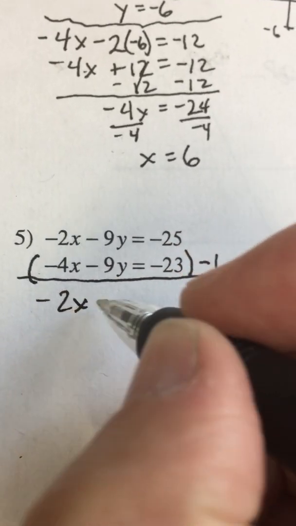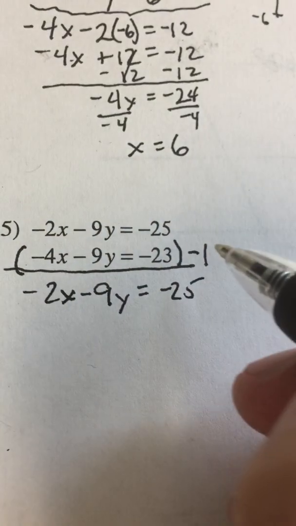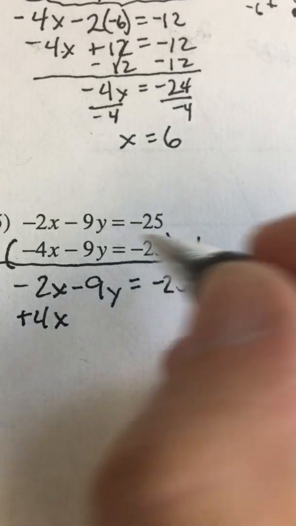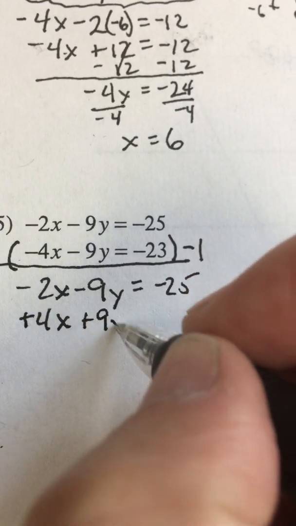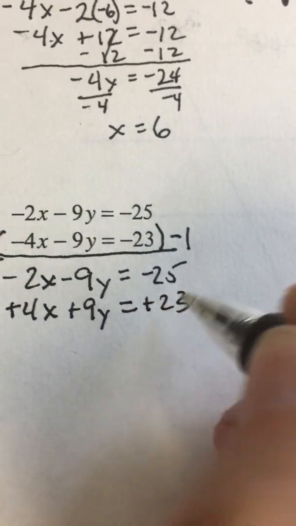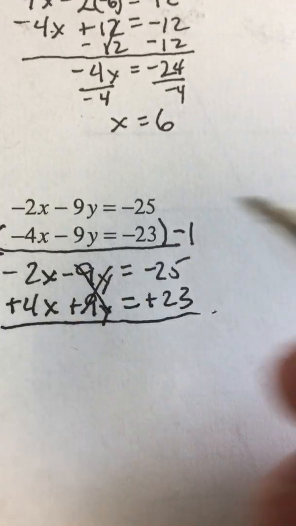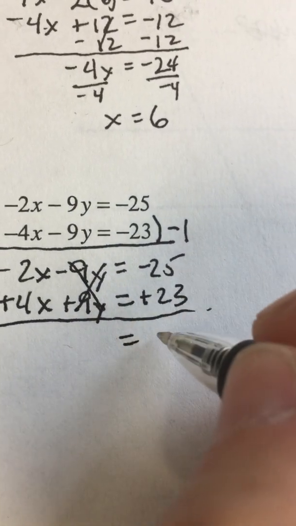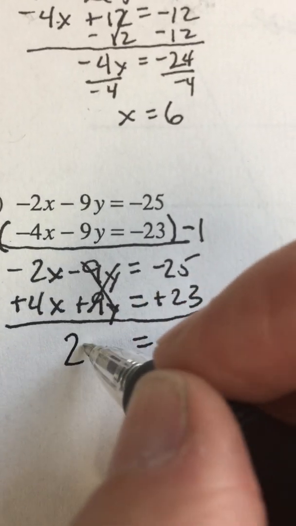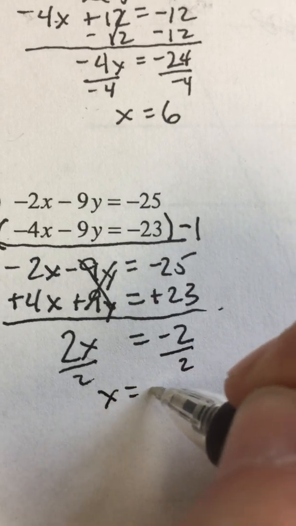So the first equation did not change. I'm going to copy it down again. Equals negative 25. The second equation, though, negative 1 times negative 4 is now a positive 4x. Negative 1 times negative 9 is now a positive 9y. Here's my equal sign. And negative 1 times negative 23 is a positive 23. And now when I add them together, the y's are going to cancel out, right? So I still have equals, and 23 of those killed 2 of those, so I got a negative 2. And good guys are going to win, so 2x, divide by 2, x equals a negative 1.